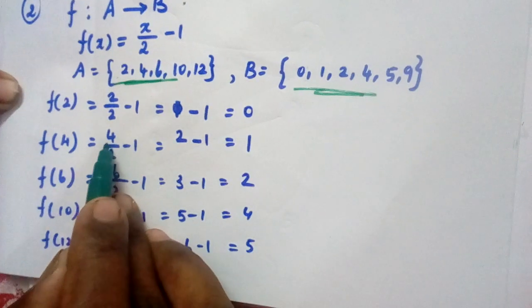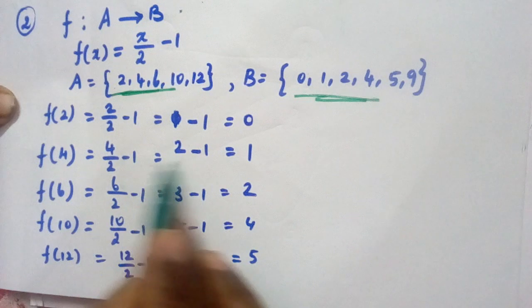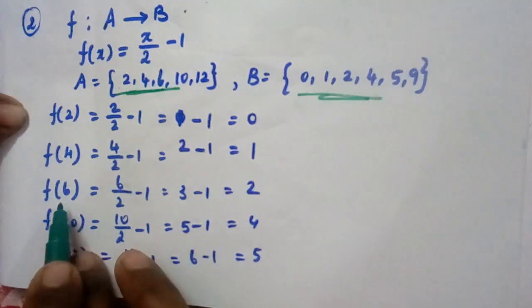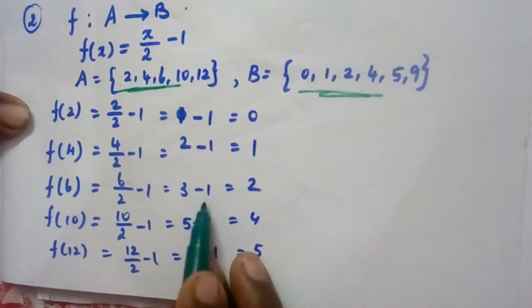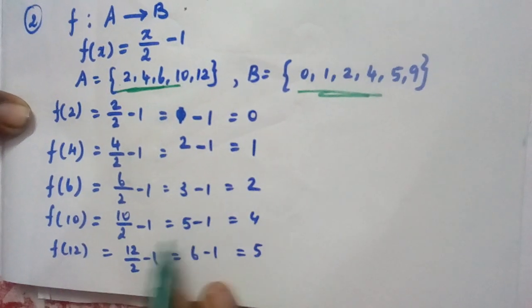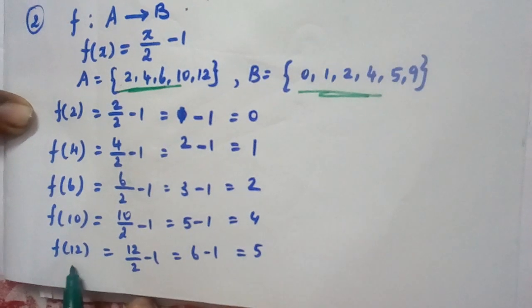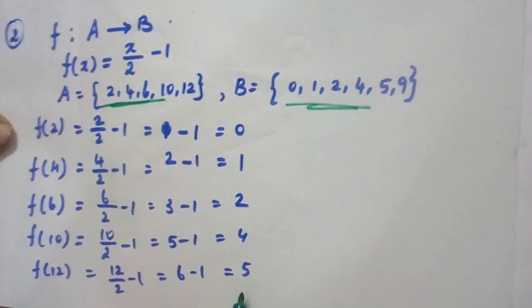Next, x equal to 4: 4 by 2 is 2, 2 minus 1 is 1. Next, x is equal to 6: 6 by 2 minus 1, 6 by 2 is 3, 3 minus 1 is 2. Next value 10: 10 by 2 is 5, 5 minus 1 is 4. Next 12: 12 by 2 is 6, 6 minus 1 is 5.